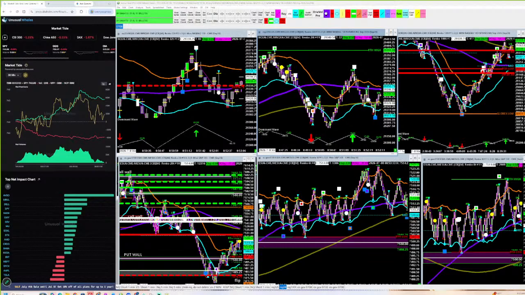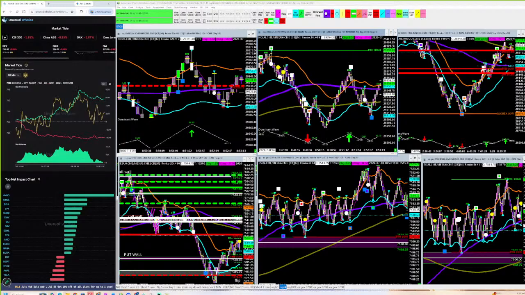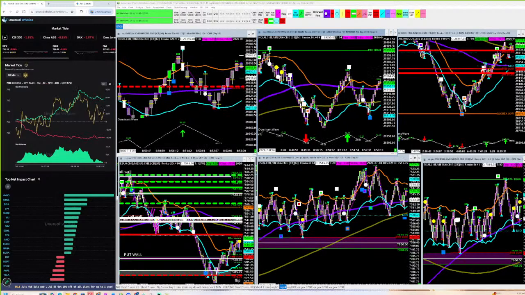My stops now moved to 60. And it's going to get hit. Hit. That was damn fast. Just super fast on NQ today.